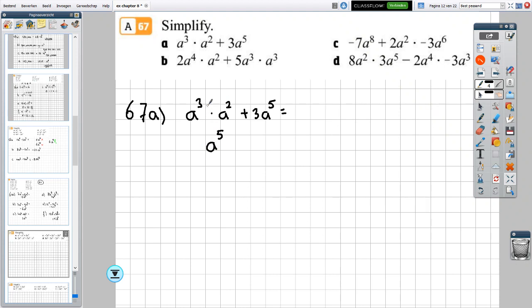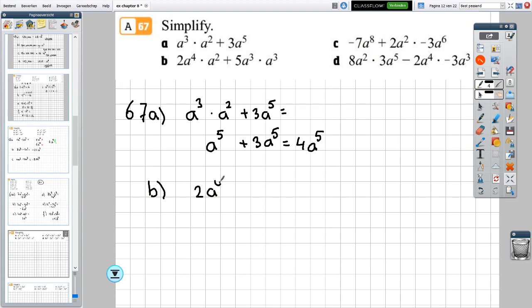You see I'm working from top to bottom again because it gives me more insight into my intermediate steps. And here I have an addition with like terms. I have the same letter and the same exponents, which means I can add them up. 1a to the fifth plus 3a to the fifth is, you could say, 4a to the fifth power. Right? Let's try another one, B.